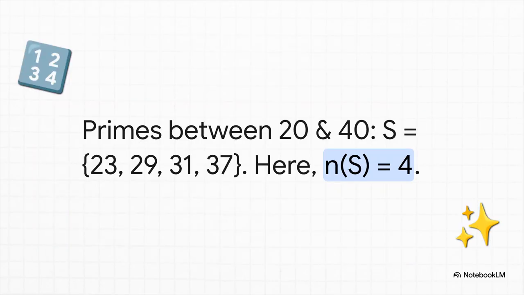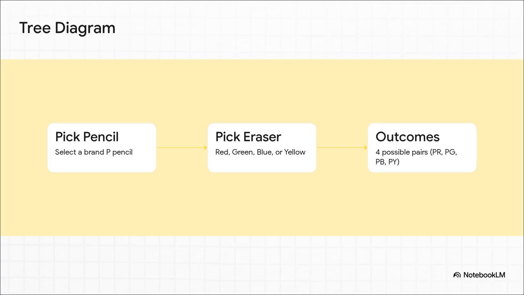Let's look at a concrete example to make this stick. Suppose an experiment asks us to randomly choose a prime number between 20 and 40. Well, if we list out our sample space, our S, we find exactly 4 prime numbers: 23, 29, 31, and 37. So because there are exactly 4 specific outcomes in this set, our n of S simply equals 4. Super straightforward.